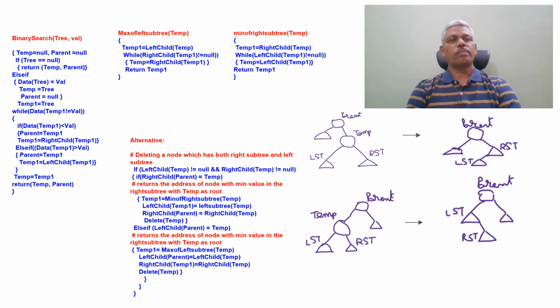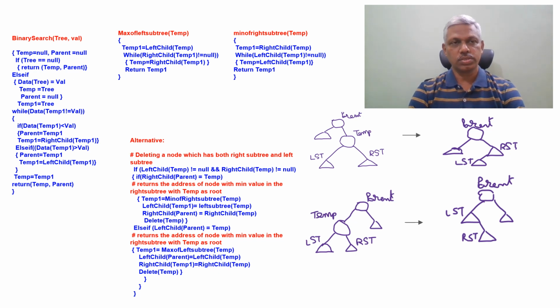Similarly, we are talking about binary search of given tree and val. In the previous slides, we have used this binary search, which returns two values: one is temp and the other is parent. For that also we have the algorithm here. We start with the searching. Temp is equal to null, parent is equal to null initially. If tree is equal to null, that means the tree itself is not there, then nothing is to be returned. Return temp and parent as null.